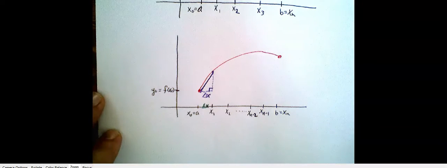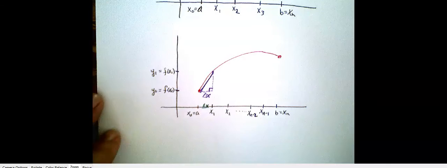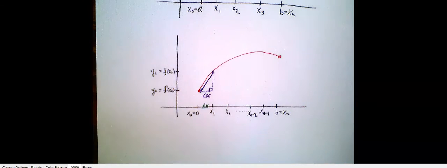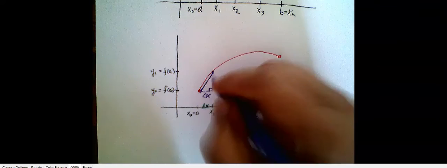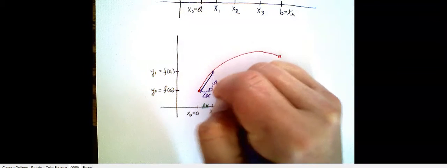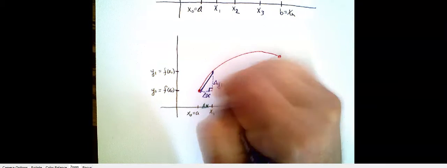So this would be f of a or f of x naught, or let's say y naught, right? And then this guy here would be f of x1, or let's say y1, right? Same thing. So this distance we can define as delta y1, right? Delta y1.